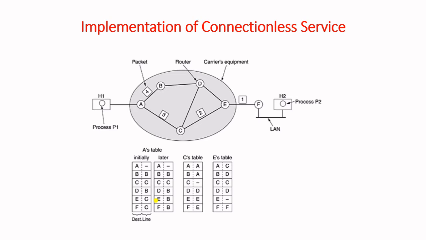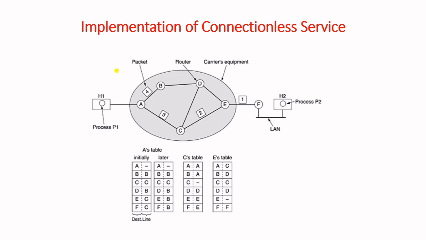Here in this diagram, there is a process P1 within the host H1, and there is another process P2 in the host H2, and this is the subnet, also known as the carrier's equipment. There are messages divided into packets. There are 4 packets shown in this figure: packet 1, packet 2, packet 3, and packet 4. They can follow different routes.